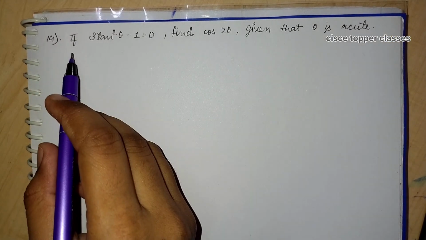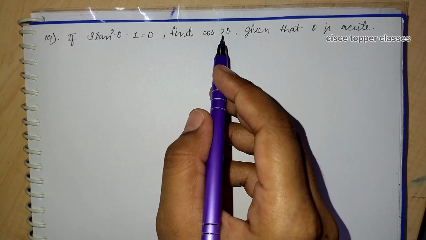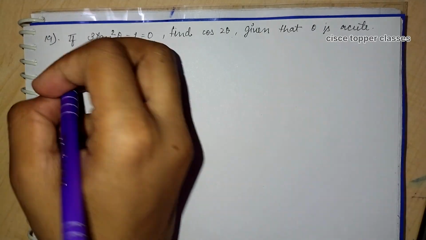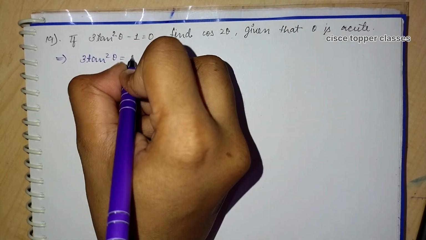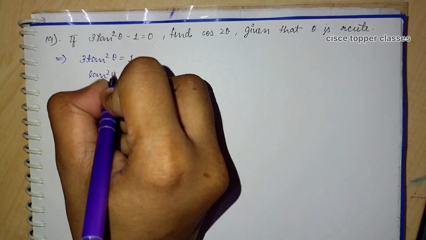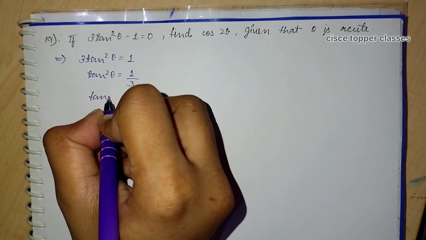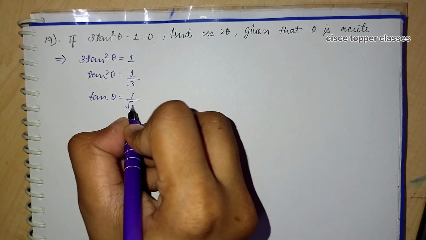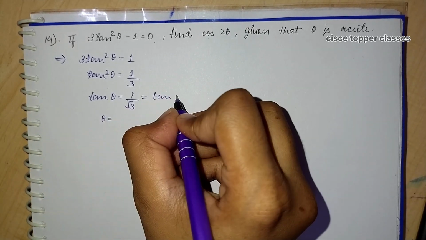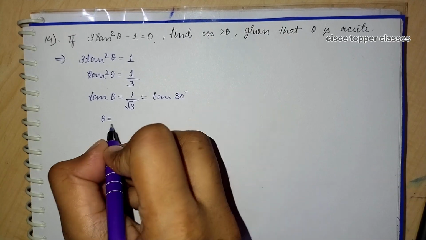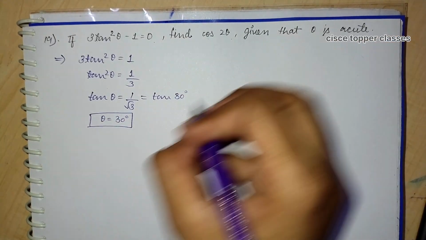Let us solve question number 19. If 3 tan square theta minus 1 is equal to 0, then find cos 2 theta given that theta is acute. So here we can write 3 tan square theta as equal to 1. From there tan square theta will be 1 by 3. And we can take the under root from here. So this will be 1 by under root 3, means on comparing this we can write 1 by under root 3 as tan 30 degree. So theta is equal to 30 degree, and the value which we have to find is cos 2 theta.